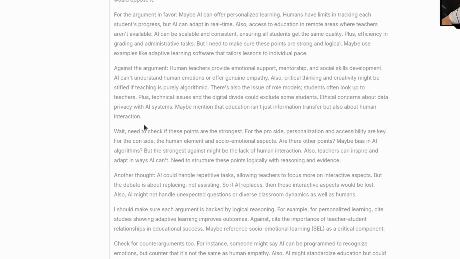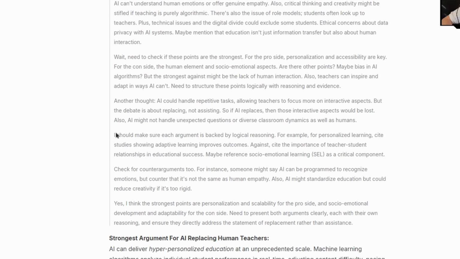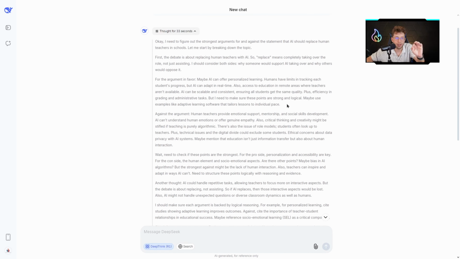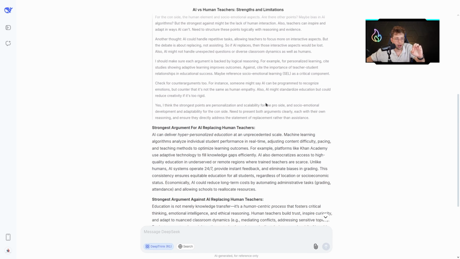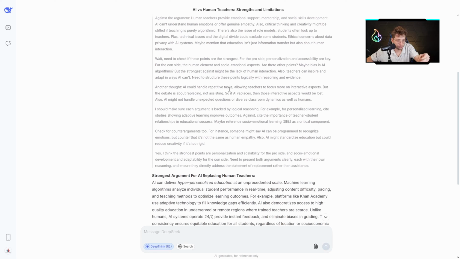So it actually thinks, wait, need to check if these points are the strongest. Another thought, I should make sure each argument is backed by logical reasoning. So it's kind of thinking as we do. And this is the strong ability of these reasoning models. The thinking process is really deep. Now after all of this thinking, we can preview the answer by clicking here, of course.